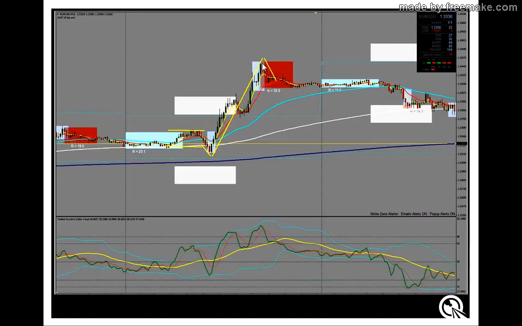As Diana mentioned, if you simply just trade this pattern inside of these boxes, your win rate is going to be very, very high. You might not make a whole lot of trades per month, but your success rate is going to be very high.